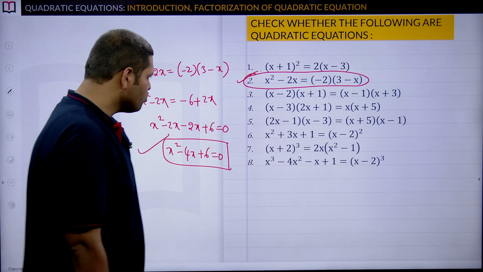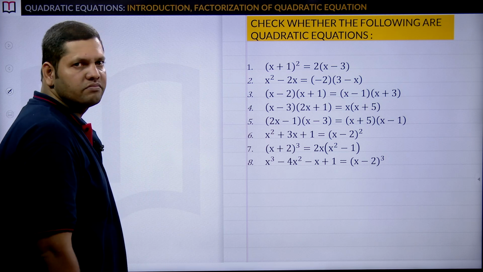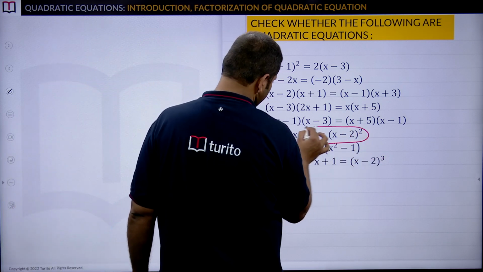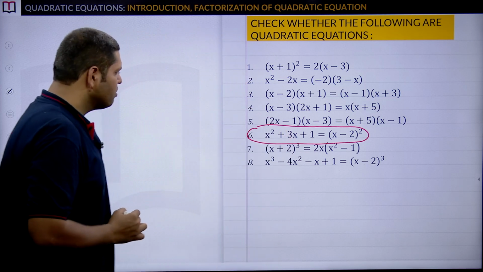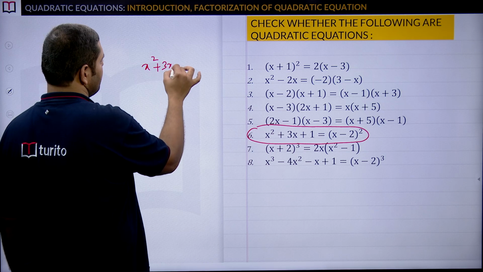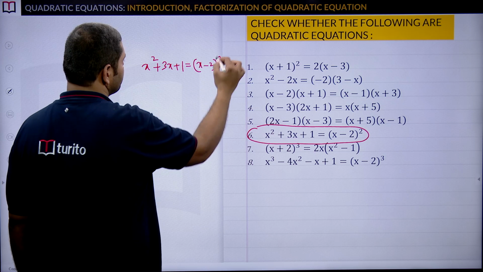Now children, let me do question number 6. Children, the remaining questions you can try yourself. So I will explain this question number 6. What is the question here? x square plus 3x plus 1 equal to, so we can write as (x minus 2) whole square.